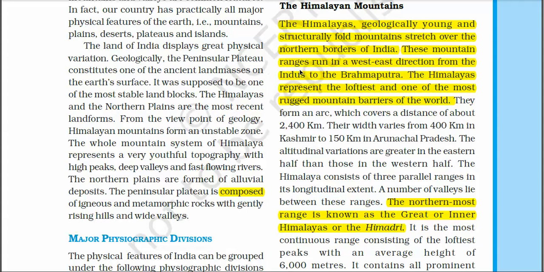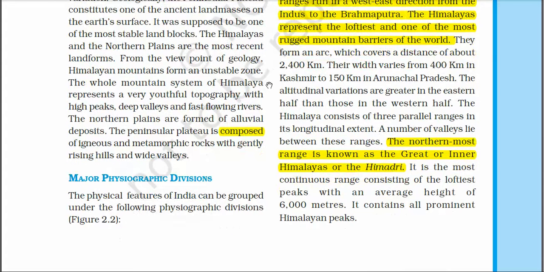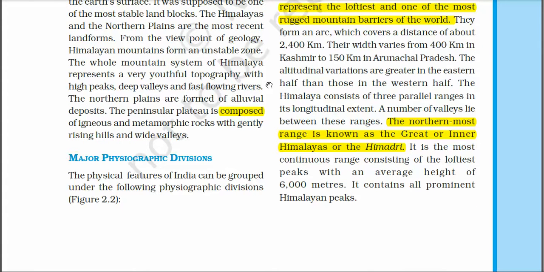These mountain ranges run in a west-east direction from the Indus to the Brahmaputra, and these are the loftiest mountains of the world. They are around 2400 km long and their width varies from 400 km in Kashmir to 150 km in Arunachal Pradesh. Himalayas can be divided into 3 parts.